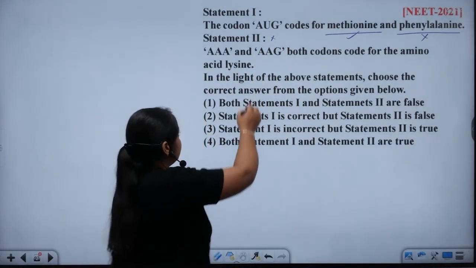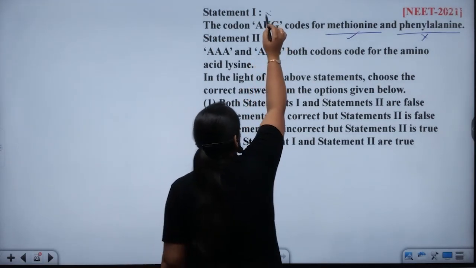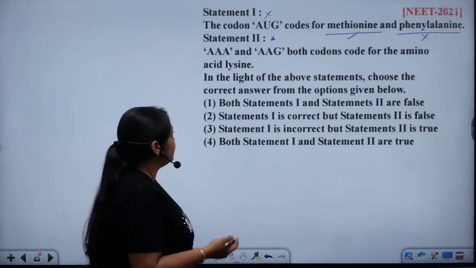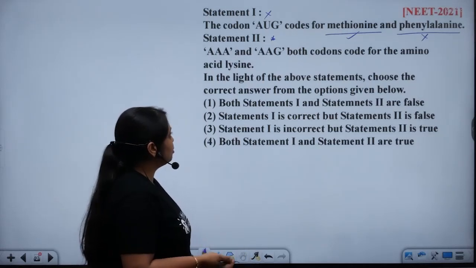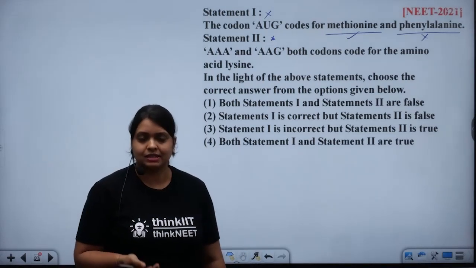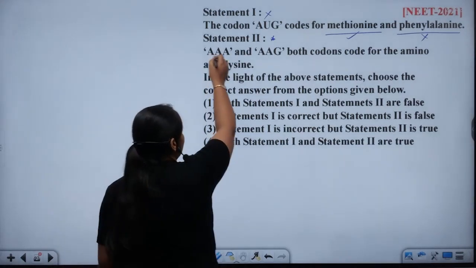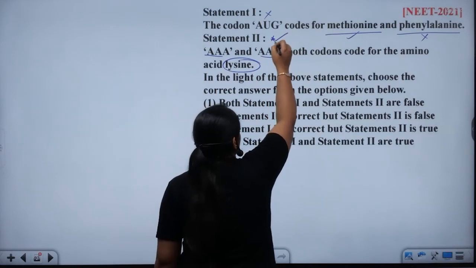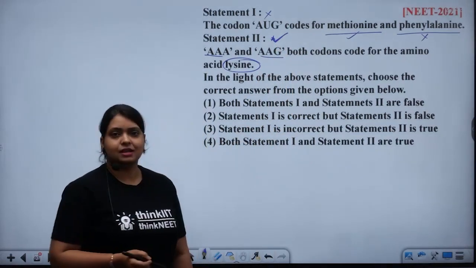Second statement. Okay, I am writing. So statement 1 is incorrect. Statement 2, AAA and AAG, both codons code for the amino acid lysine. Yes, it is, because these are the two codons which are coding for the lysine amino acid. So statement 2 is correct, but statement 1 is incorrect.